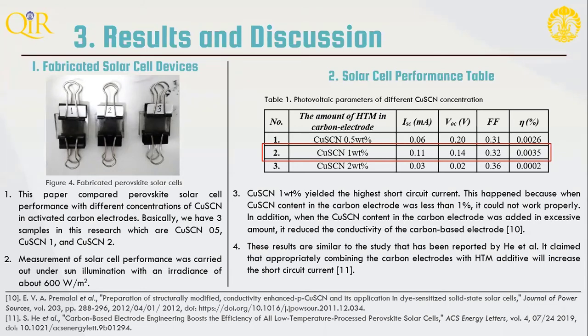And CuSCN 1 weight% yielded the highest short circuit current. This happened because when the CuSCN content in the carbon electrode was less than 1%, it couldn't work properly. In addition, when the CuSCN content in the carbon electrode was added in an excessive amount, it will reduce the conductivity of the carbon-based electrode. These results are similar to the study that had been reported by He et al. It claimed that appropriately combining carbon electrode with HTM additive will increase the short circuit current.